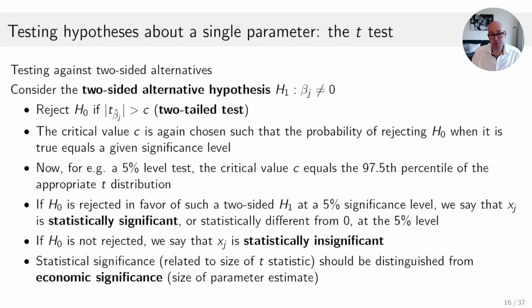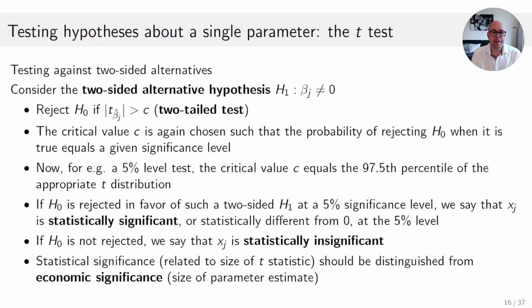Again, I'm going to choose the critical value c, such that the probability of rejecting the null when it is true equals a given significance level. So for instance, for the 5% level test, the critical value c equals the 97.5th percentile of the appropriate t-distribution. So that gives me the c, and of course the minus c is then already given because it's symmetric, but it would also be equal to the 2.5th percentile of this very same t-distribution.